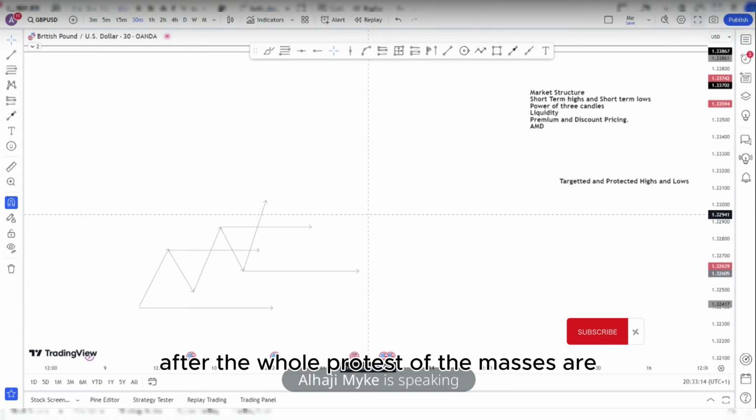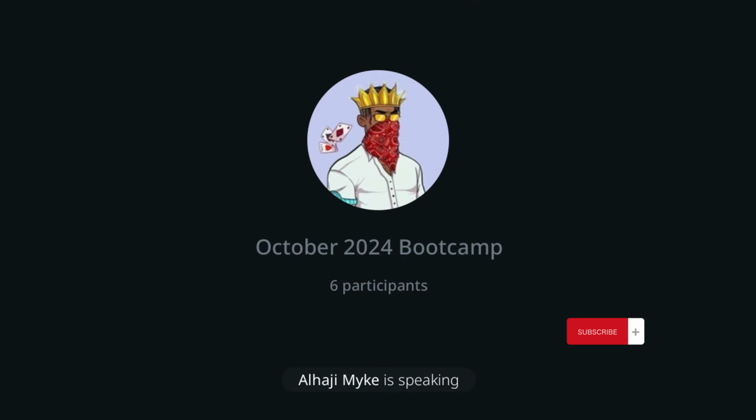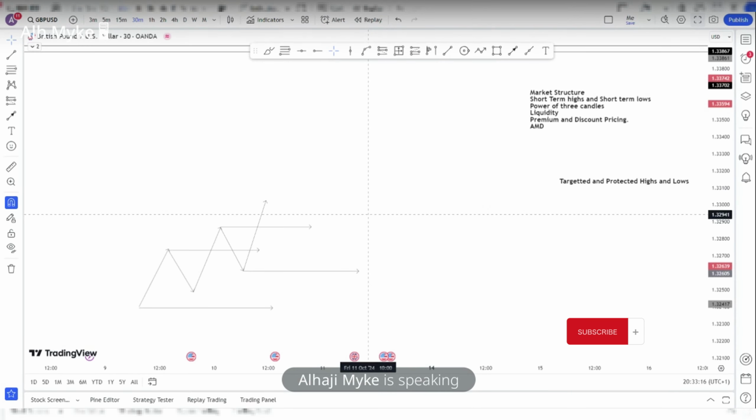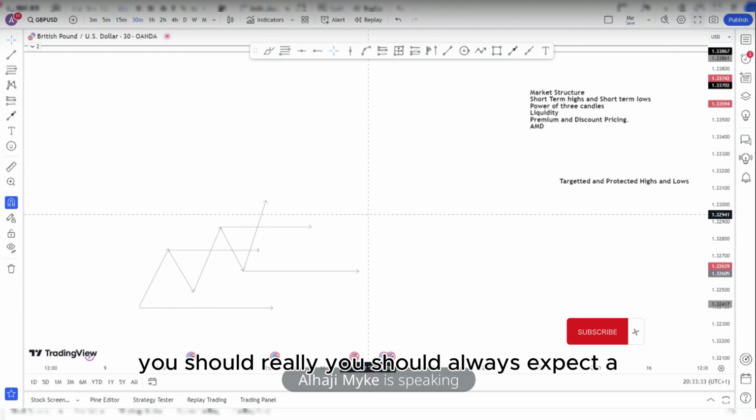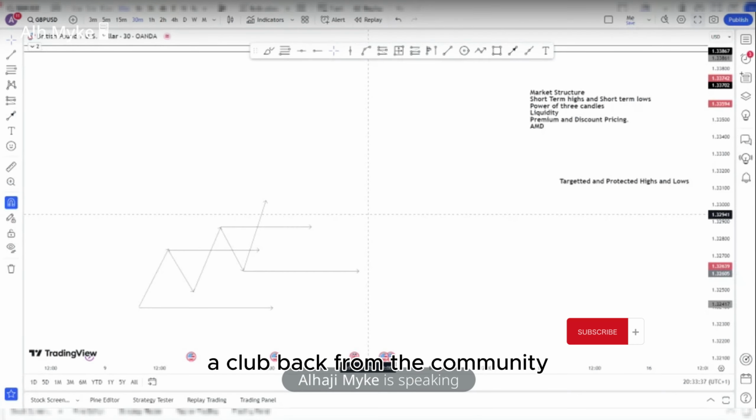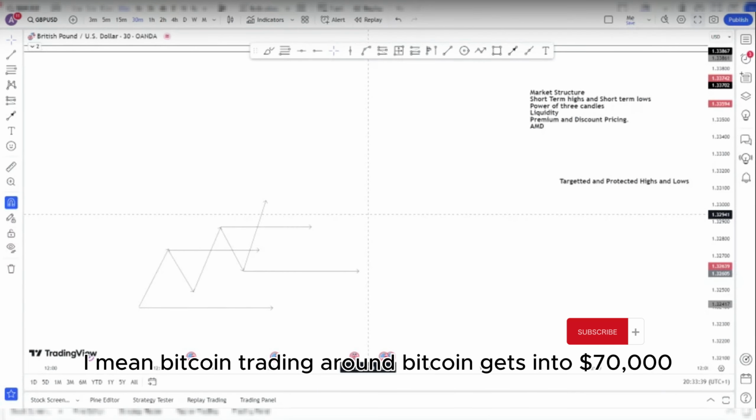After the whole protest of the masses and everything, we saw them balancing the price at around 90 naira per liter. Now, that is more or less a retracement. Are we together? It is the same logic that applies to every single commodity you see on your charts. Once price pumps like that, and most of these commodities get really expensive, you should always expect a clapback from the community. I mean, Bitcoin getting to $70,000.